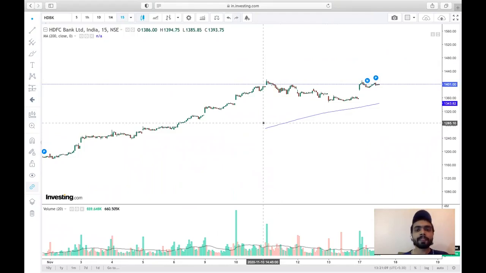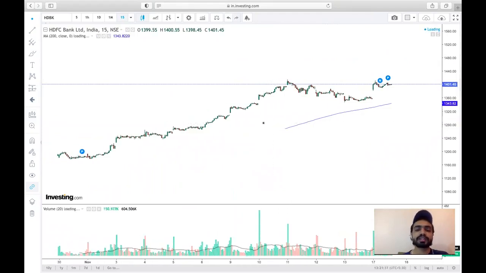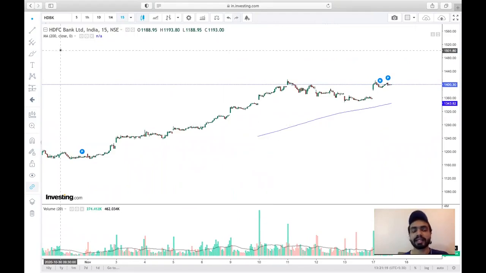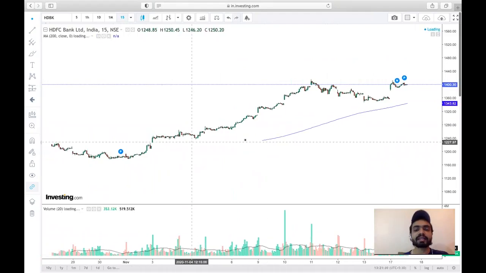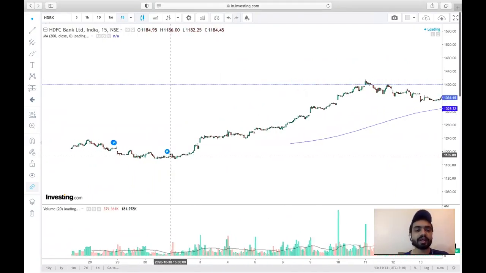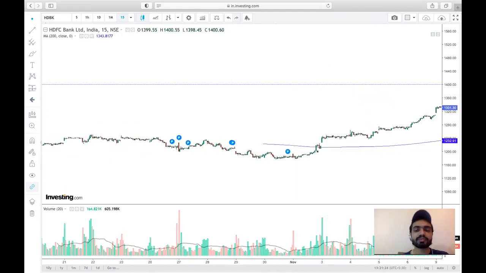Clear? Now, there is one small glitch with investing.com when you use this indicator, the 200 period moving average indicator, is that it loads very slowly. If you have to backtest a strategy, it loads very slowly, and thus what you can use is the TradingView website. That is far better to use for such indicators.